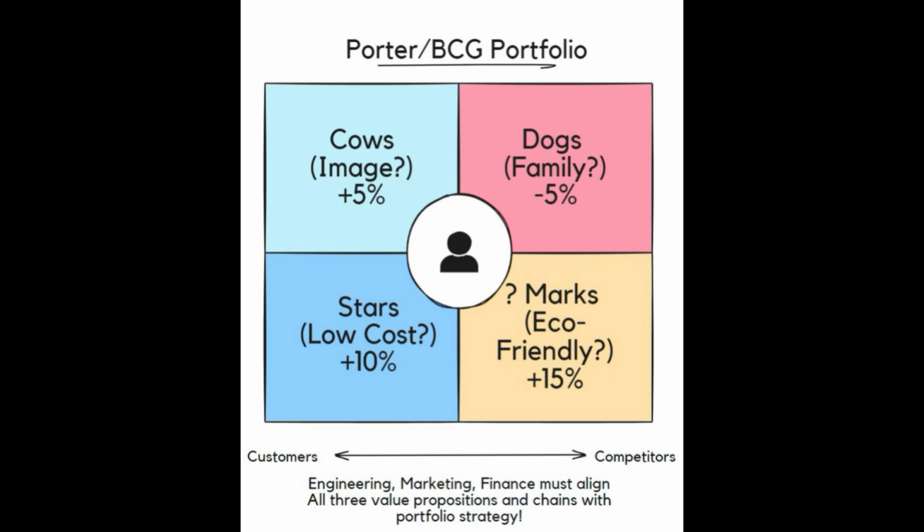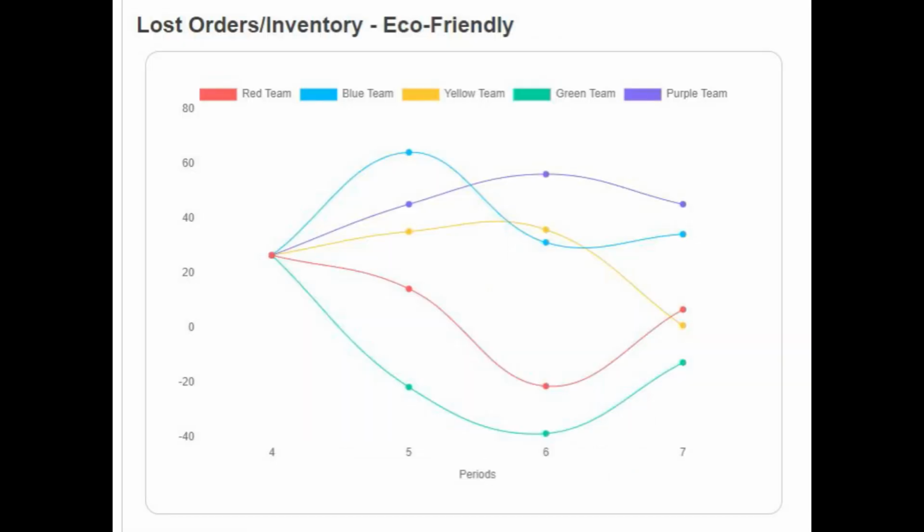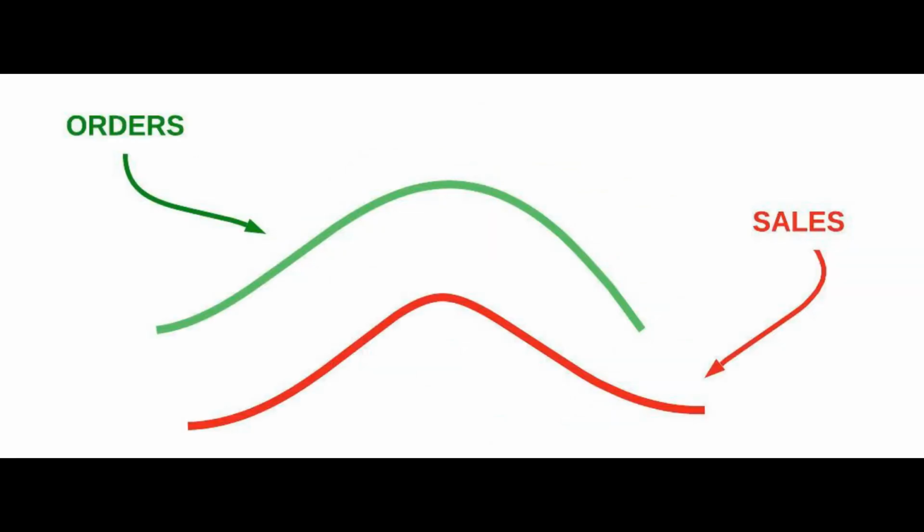You're managing the cows, the dogs, the question marks, and the stars with your 4 car lines. And each one of you will take a car line and then meet back with your team. You can take a picture of this, take a screenshot, and we'll describe it later. This is one of the lost orders over inventory. Look at yellow in the center. The closer you are to 0 going across, that means you have no lost orders and no excess inventory. If you drop down, like red way down there, they have a lot of orders and not enough sales.